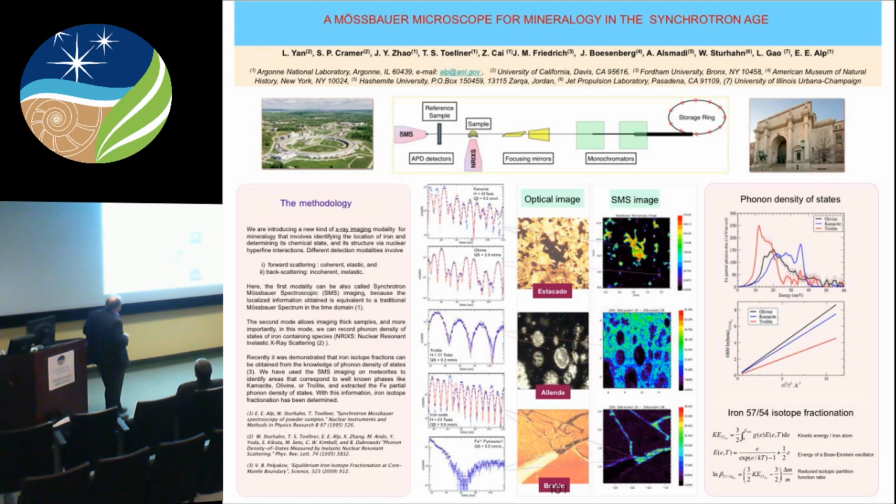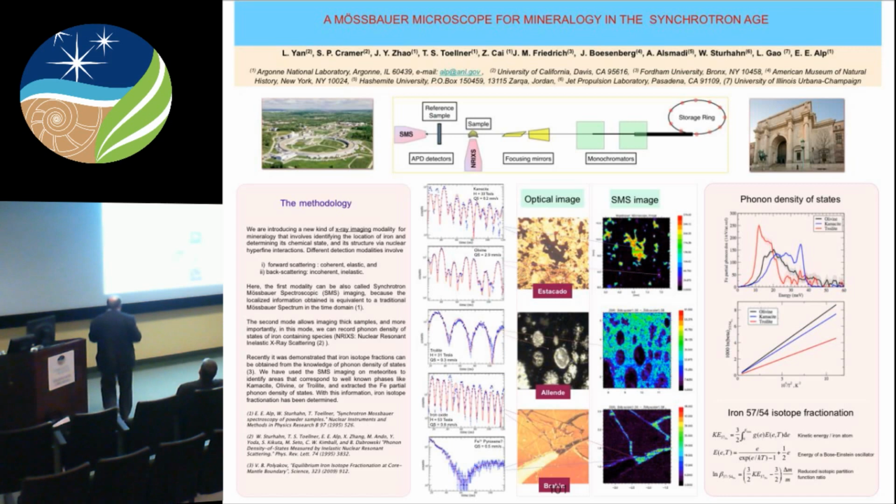While I was doing that, my colleague Tom Toellner came and said, can you try to measure the inelastic spectrum? And I said, sure. So I put the detector on the side and measured the phonon spectrum. Later on I realized that now I have a powerful tool. I can go to an individual mineral, individual section or individual grain in a meteorite and determine its mineral content by looking at the hyperfine parameters and determine its isotope fractionation. So that is what we are doing now.